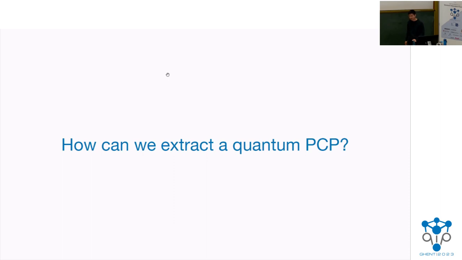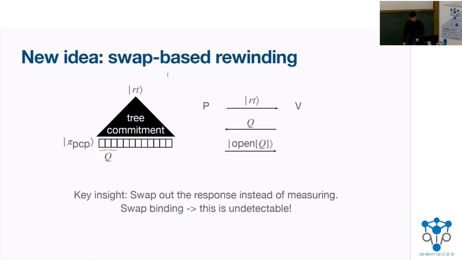Okay, so how do we extract a quantum PCP? So the idea is something that we call swap-based rewinding. And instead of measuring the underlying PCP, we just swap it out. And the key insight is that swap binding makes this actually undetectable, almost by definition. So what we do is we initialize some registers to some garbage state. And we do the exact same procedure. We ask for Q, we swap out the messages this time. We rewind and repair, and we swap them out, do it again, swap it out, do it again, and swap it out.